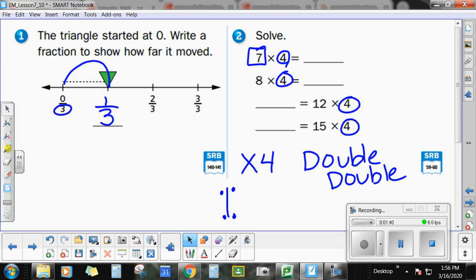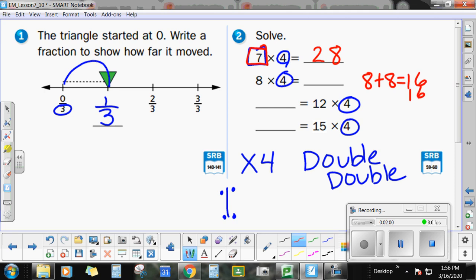Okay, so 7 times 4, if I take 7 and I double, double it, 7 and 7 is 14. 14 and 14 is 28. All right, 8 times 4, again, I'm going to use the double, double strategy. So I know that 8 plus 8 is 16. And then when I do 16 plus 16, I'm going to have 32. All right, doing times 12, I'm going to double 12. 12 and 12 is 24, and then 24 plus 24 is 48.